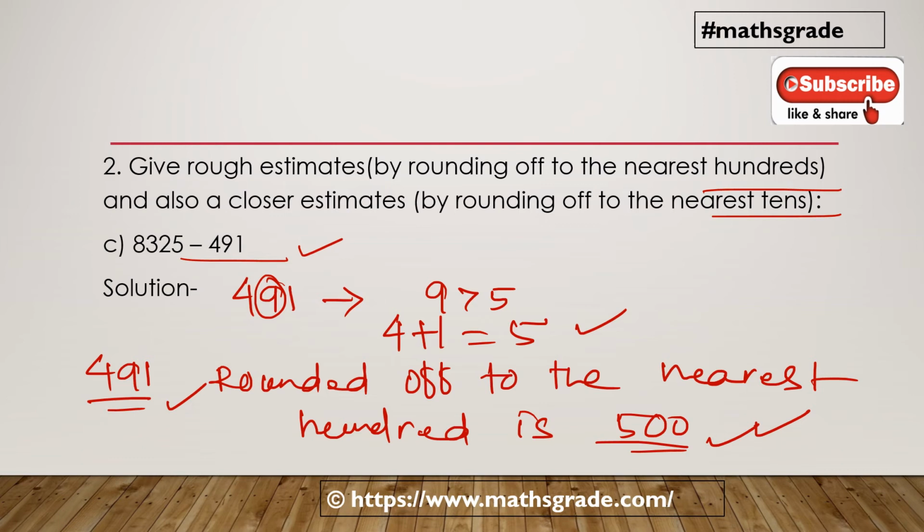This 4 changes to 4 plus 1, that is 5, and 9 and 1 change to 0. So 491 rounded off to the nearest 100 is 500.